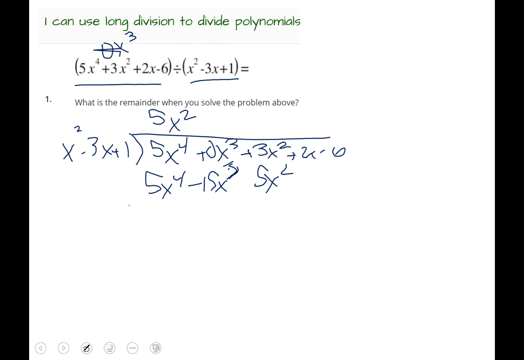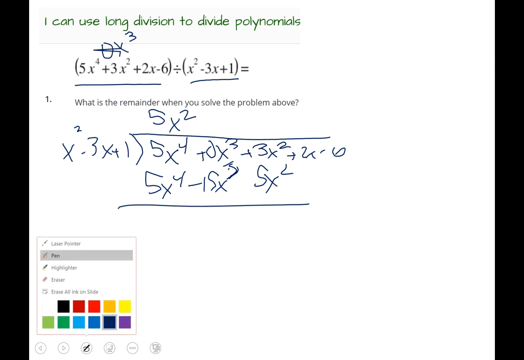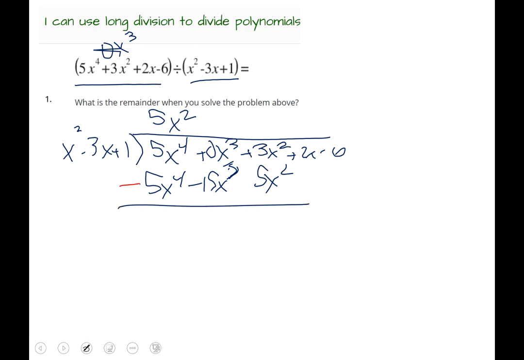All right, then we need to switch our signs because what we're really doing here is subtracting. Subtracting would mean I distribute a negative through, so we're switching the signs. The 5x to the 4th cancel. 0x cubed plus 15x cubed is 15x cubed. 3x squared minus 5x squared is negative 2x squared. And then we want to drop down this 2x.